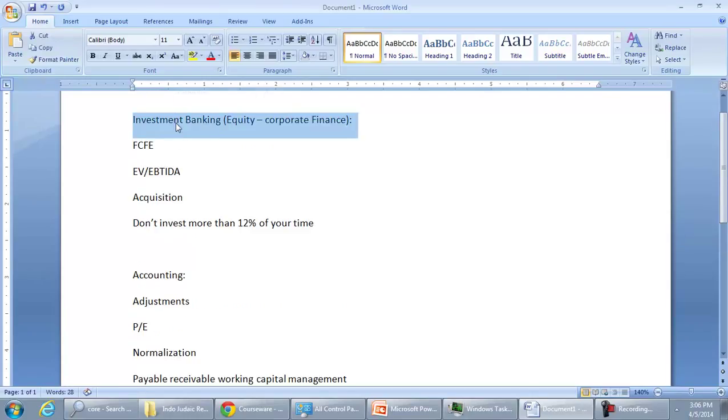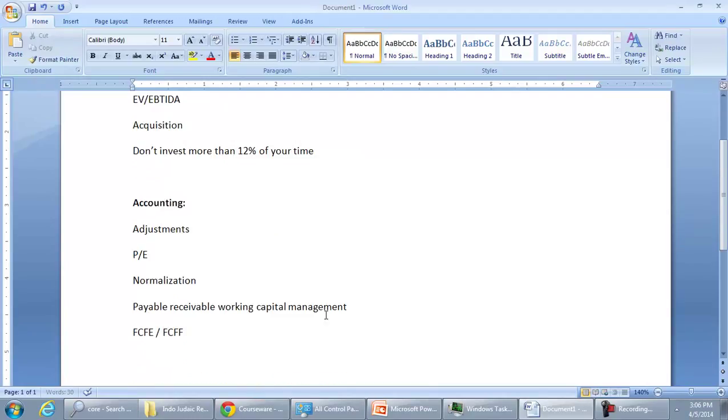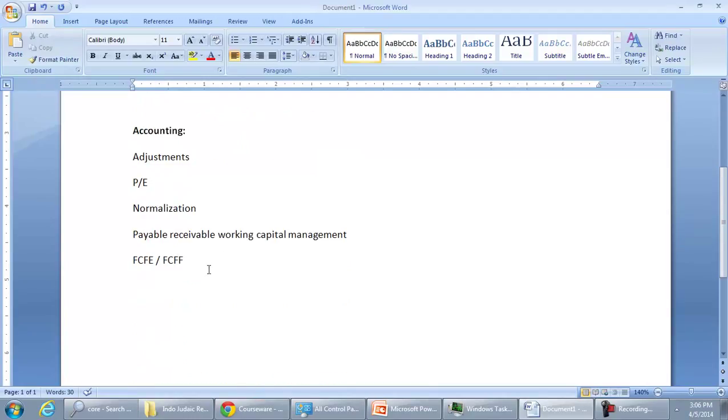Now when you know how to calculate them, then you can find out the discount rates and find out the pricing that you have for various companies. So the definition of FCFE and FCFF would come here.